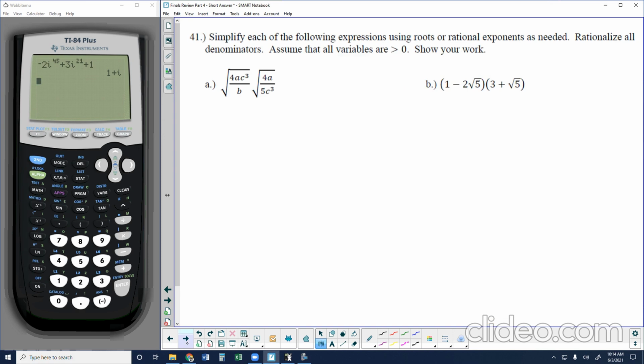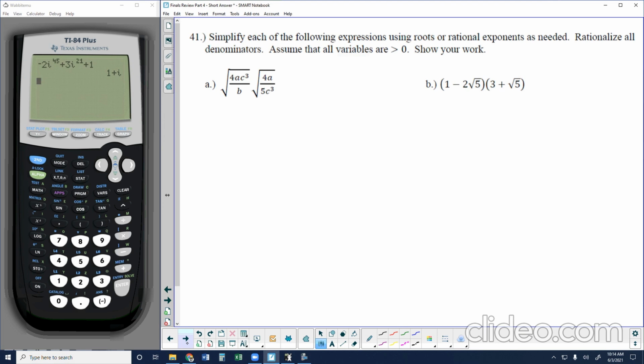Enough with the imaginary numbers. Let's go ahead and just deal with some real numbers, and specifically variables that are greater than 0, so positive real numbers. In 41, it says simplify each of the following expressions using roots or rational exponents as needed. Rationalize all denominators, meaning we want to make sure all denominators are not part of roots, and assume that all variables are greater than 0.